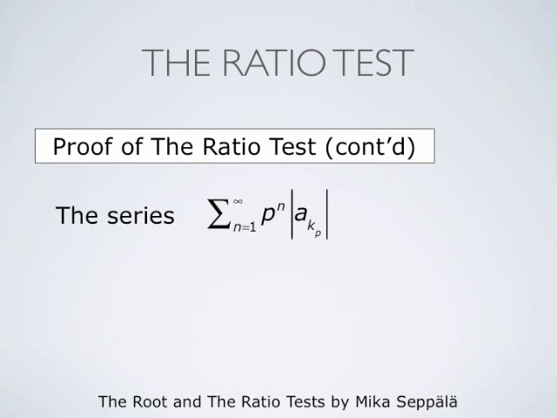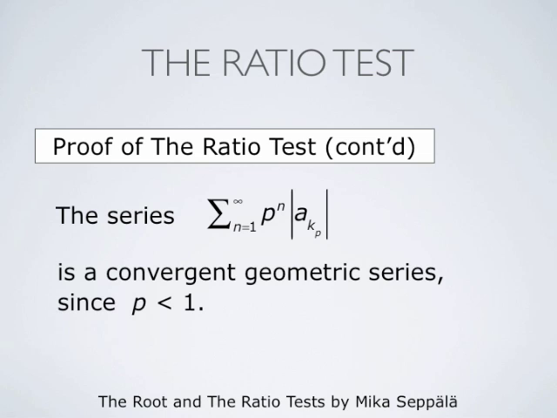Consider now the series summation n from 1 to the infinity p to the power n times the absolute value of a_{k_p}. Here the summation index is n, and the quantity absolute value of a_{k_p} does not depend on that. Therefore, this series is a geometric series whose ratio of two subsequent terms is p, and we had assumed that this p is less than 1. Therefore, this series is a convergent geometric series.